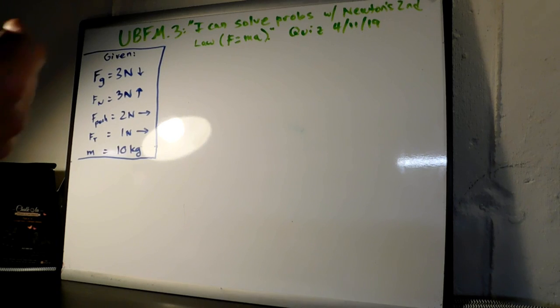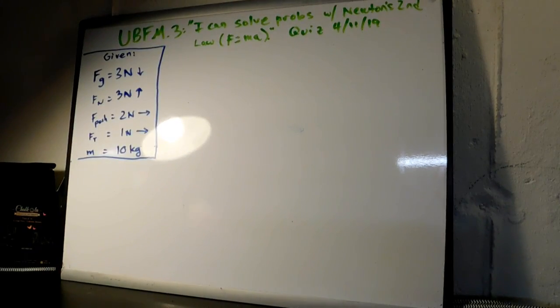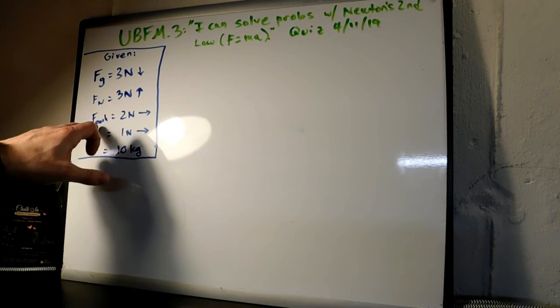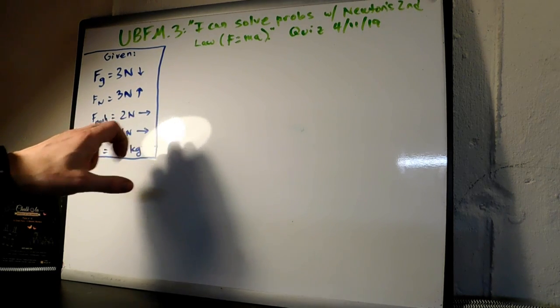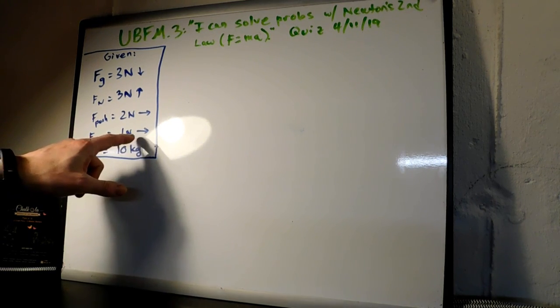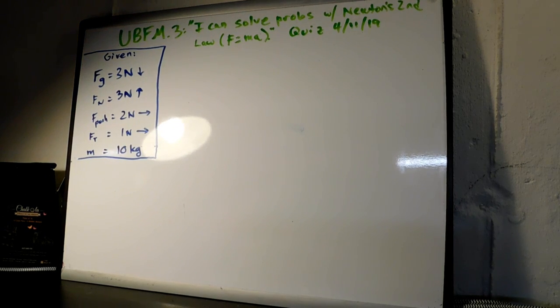Okay, so we have some given information. Force of gravity is 3 newtons, obviously down. The normal force is 3 newtons going up, which means that our box is not falling. It's not rising or anything. It's sitting there. We have an Fpush, a force of a push of 2 newtons. That's to the right. And then we have a force of tension, so it's also being dragged, 1 newton, also to the right. Those two forces are going to combine.